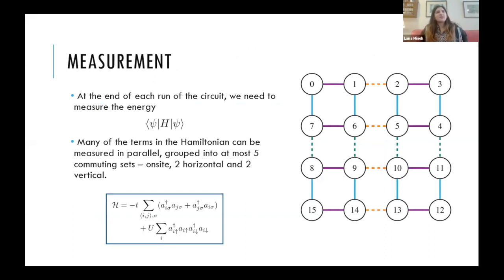The next thing we need to do is measure the energy. We need to measure the expectation of every term in this Hamiltonian, and a lot of these terms can be measured in parallel, using the same five different commuting terms as before with the Hamiltonian variational ansatz. So you can measure all the on-site terms with one preparation of the circuit, and then you have the two sets of horizontal and the two sets of vertical.